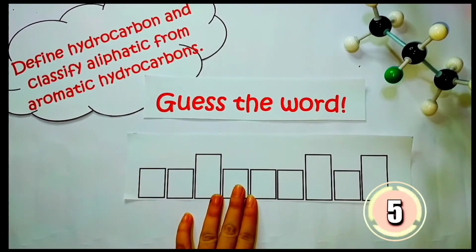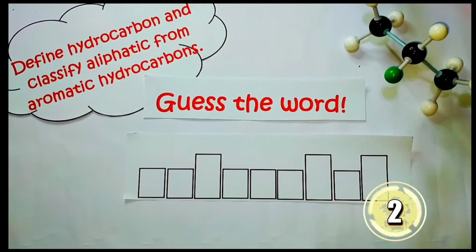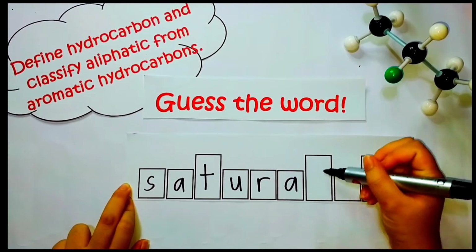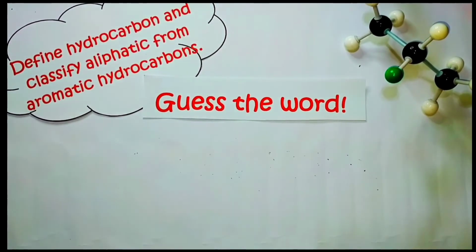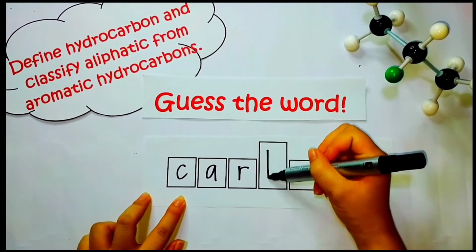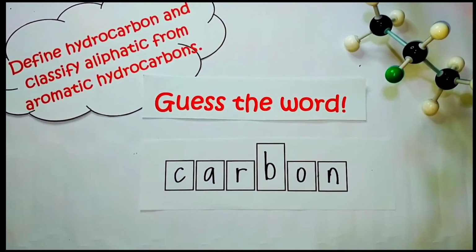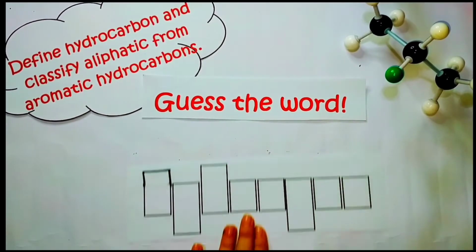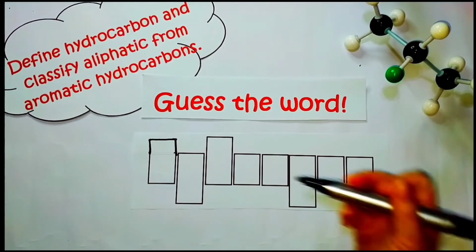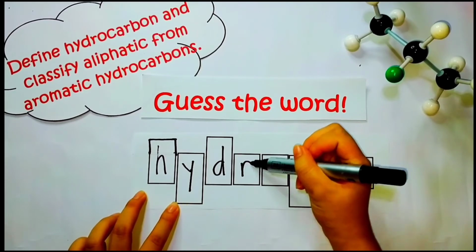Third word. That's right. It's saturated. Fourth word. That's correct. It's carbon. And the last word. Awesome! It's hydrogen. You got it right. Those are some of the words that you will encounter in this video lesson.